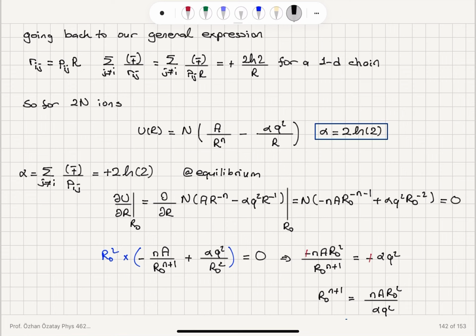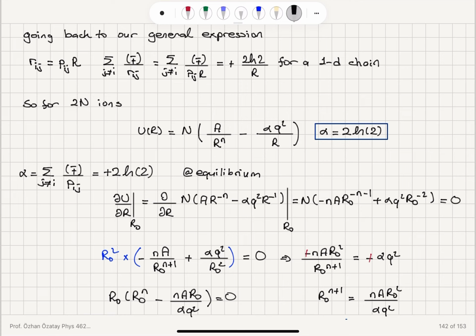Now what I need in this expression is R0 to the power n. So I take this into R0 parentheses. So I will find that I have R0 times R0 to the power n. So this is basically R0 to n plus 1. Minus nA R0 divided by alpha q square. This is equal to 0. So now I can see what R0 to the power n is. All right.